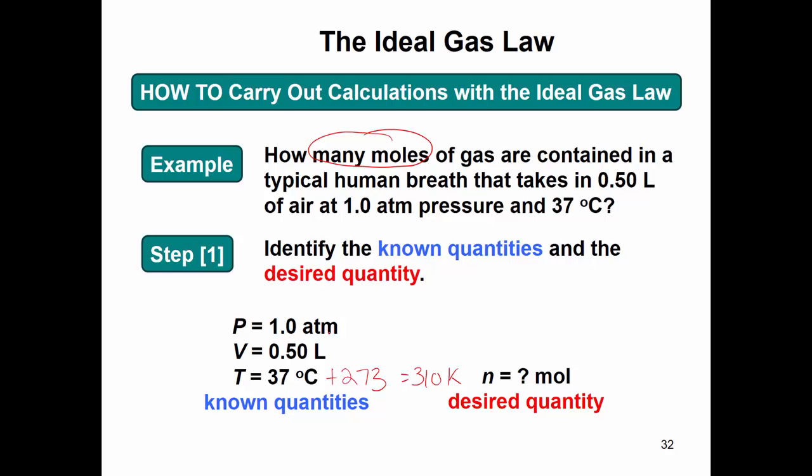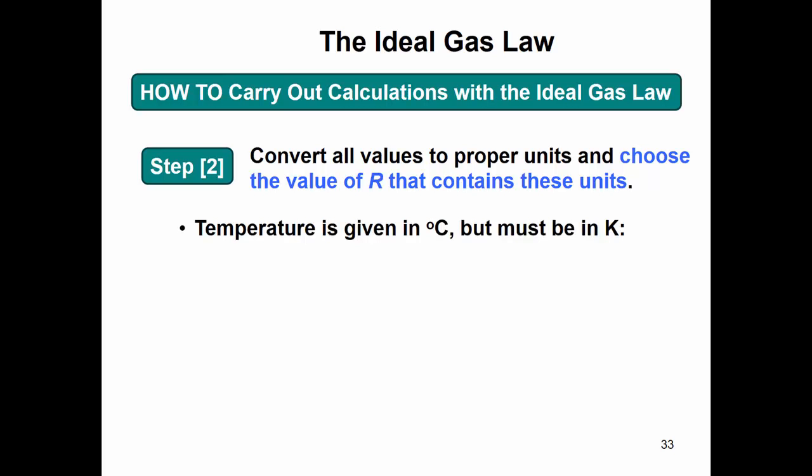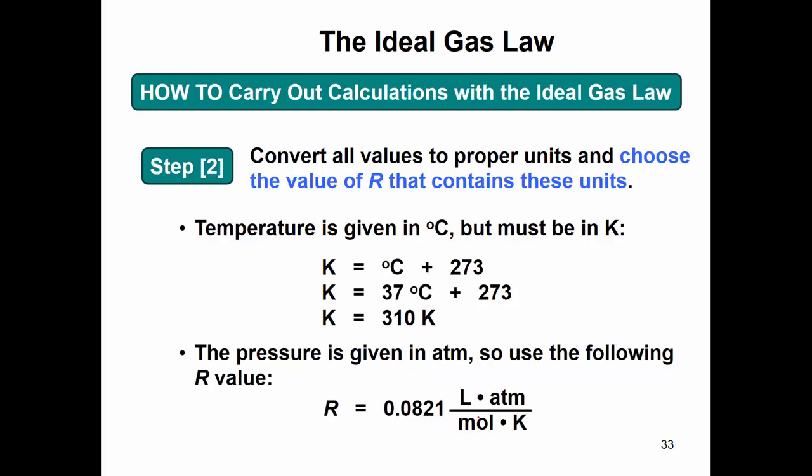So first thing I do is I check what I'm given. R is liters, atm, moles, Kelvin. So I match up here: volume is in liters, pressure in atm, and then I converted my temperature to Kelvin. We need to convert all of our values to the proper units and choose the value of R that contains these. Temperature is in degrees C, but it has to be in Kelvin. We already did that. We turned it to 310. Now we are ready to solve because all of our units match those for R.